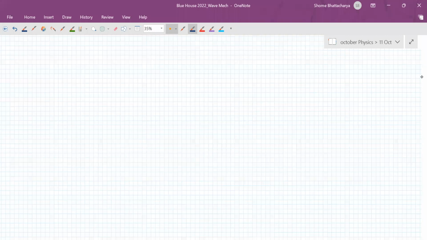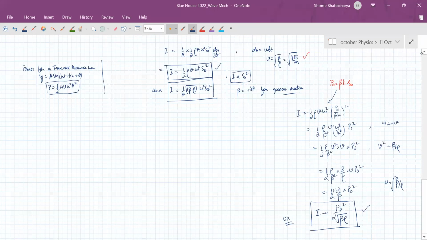So basically, you should know these final relationships, how intensity is dependent on S naught or how it is dependent on P naught. And you should also have a general idea of the process of derivation, like what all equations were used. But you don't really need to memorize the steps of the derivation because you won't be required to do the derivation. It's just that you should know what all equations that you want.